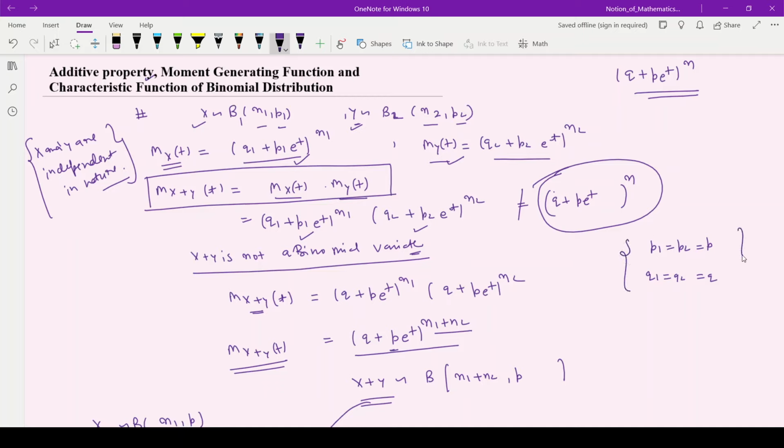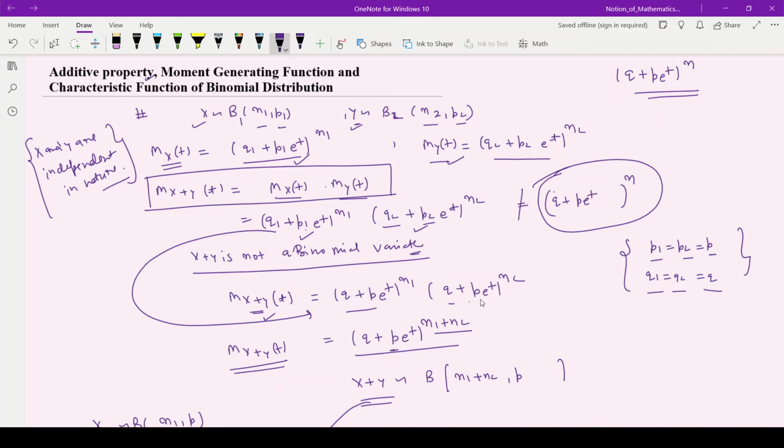The condition is that p1 and p2 are equal to p. If p1 and p2 are equal to p, it means q1 and q2 are equal to q. So in that way, students, what will be the moment generating function for X plus Y? Here we can understand q1 and p1 are q and p, so that is what is written. q2 and p2 are respectively q and p, so that is (q + p e^t)^n1 times (q + p e^t)^n2.